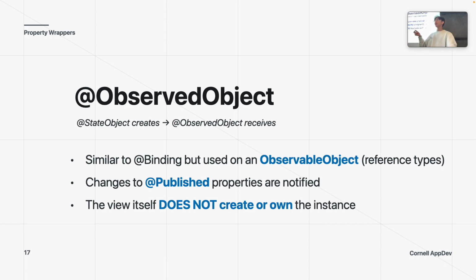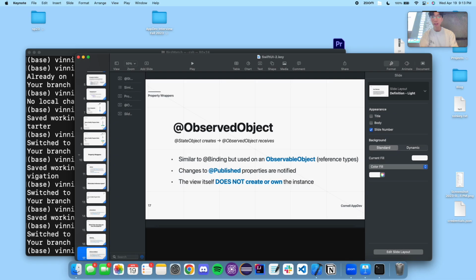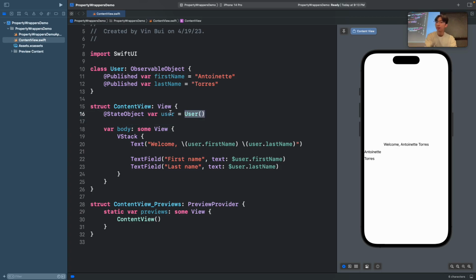And similar to @StateObject, you have @Published to notify SwiftUI that if these properties were to change, they update your views. You do the exact same thing with @ObservedObject. The only difference is that the views that use @ObservedObject don't create the actual instance. Here, I created the user here, so I would use @StateObject. But if this were a child view, and I'm passing this user instance to that child view, then I will make this an @ObservedObject.